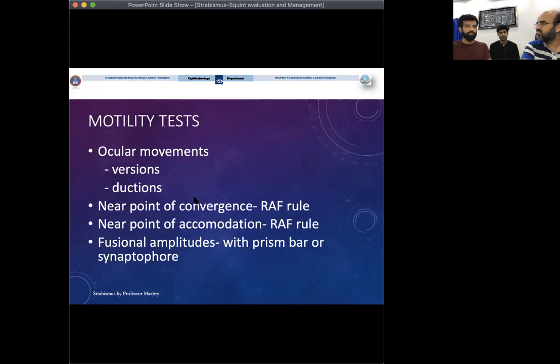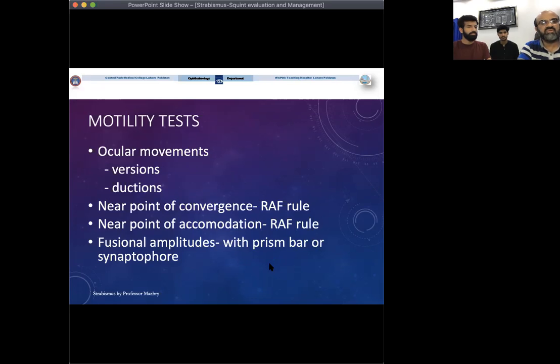Then we check the version, which is checking the movements of both eyes. Duction is checking the extraocular movements of one eye. For near point of convergence, we can use the RAF rule. That is a simple ruler with the measurements written over it. We ask the patient for diplopia and till what distance the patient can see the clear object, and we can document it. For near point of accommodation and convergence, both can be documented by use of the RAF rule.